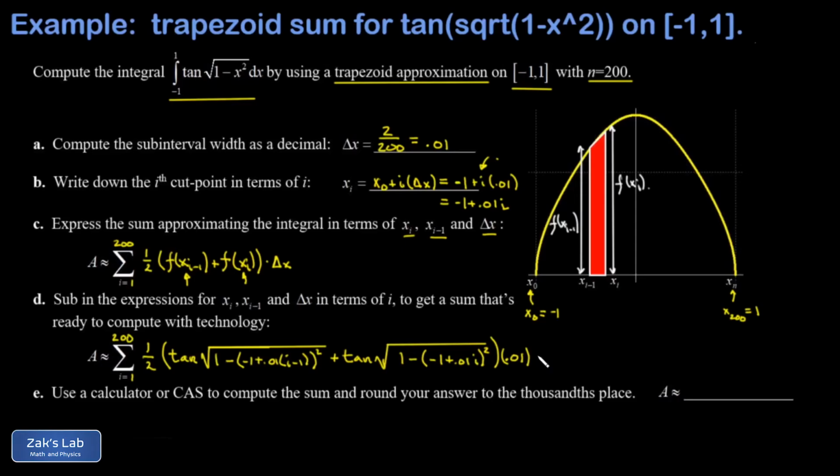And one thing I'm going to do to simplify what I'm typing in for the sum is take these constants, 1/2 and 0.01. Those are common to every single term in the sum, so they can be factored out in front. And half of 0.01 is 0.005. So I'm just going to put a 0.005 in front of the whole thing, and then I don't have to write those constants for every term in the sum.